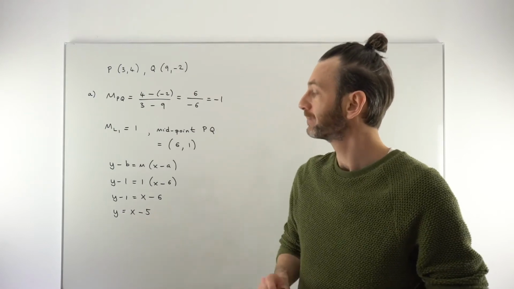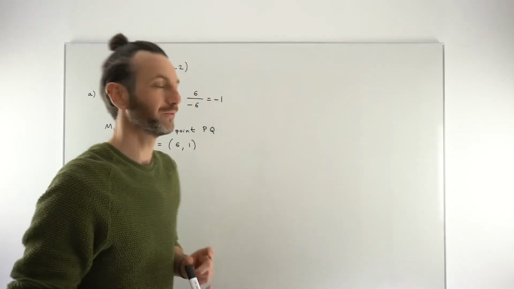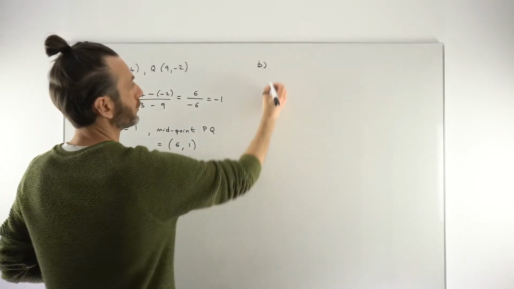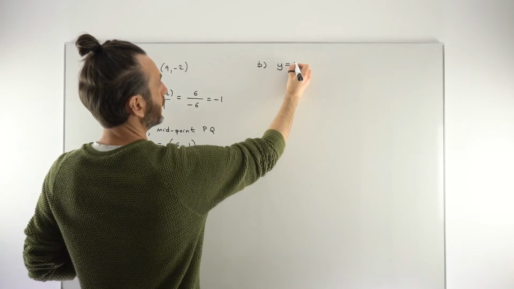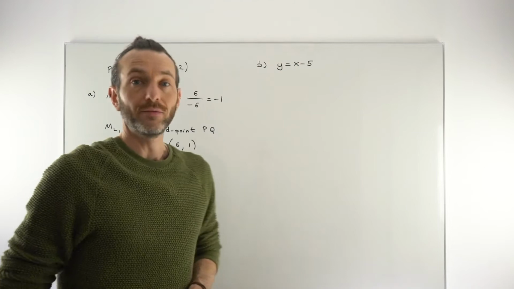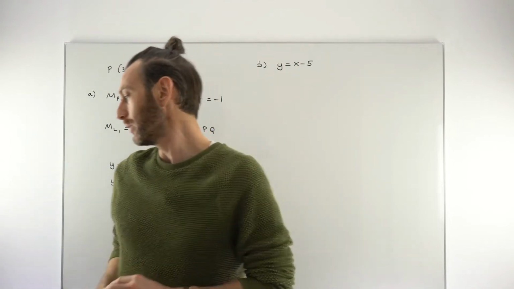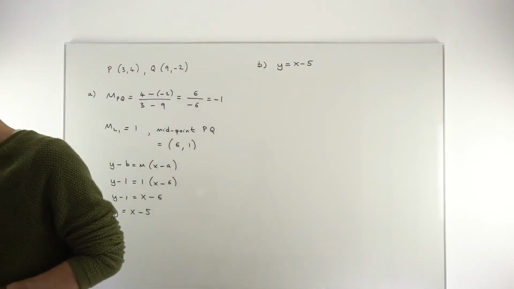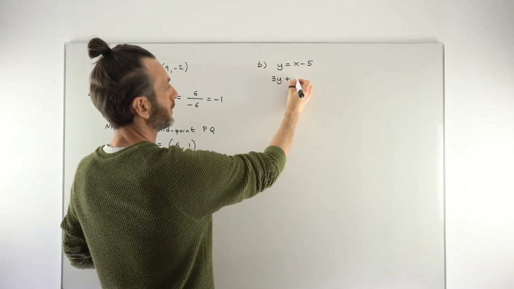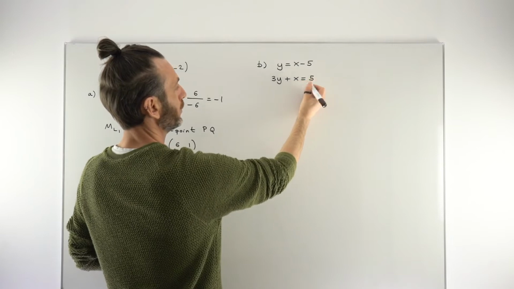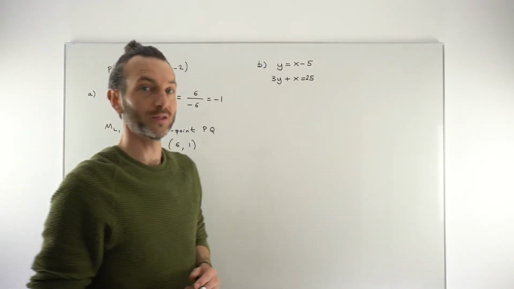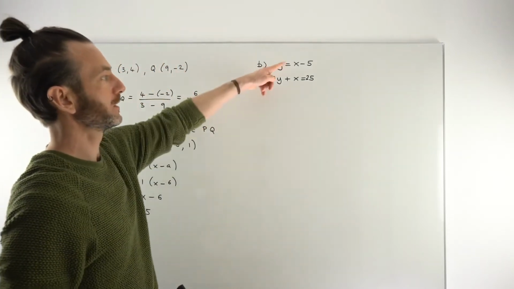In the second part of the question, we're asked to find the point of intersection between that line, so let me just rewrite it, y equals x minus 5, and the line that they've given us, which I've forgotten, but I'm going to check my notes, which is 3y plus x equals 25. Notice that second line is not in the correct y equals mx plus c format. So we've got to find where these lines intersect.